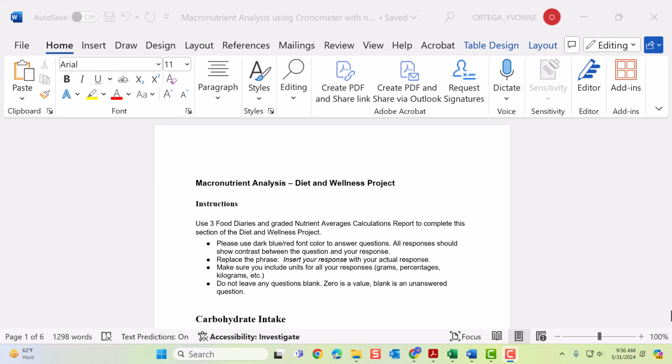Okay, everyone, we are now going to work on the macronutrient analysis assignment. And this is going to focus on carbs, fats, and protein, which are our three macronutrients. You're going to use your food diaries that we've already graded and reviewed, same 3 days, and your nutrient averages calculations that I've already graded as well to answer all these questions about the nutrients within each macronutrient section.